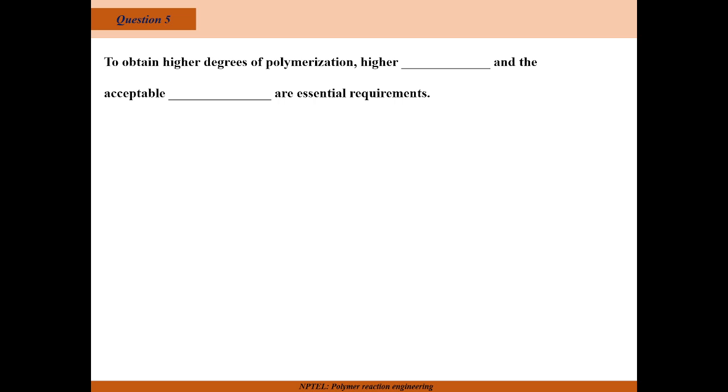I can give you a hint. To get into the domain, we are basically talking about the conversion and the reaction rate, or not the reaction rate, the stoichiometric ratio R and P. So to obtain a high degree of polymerization, which are the two essential requirements? Which one should be higher and which one should be the acceptable one? This is just logic. Now definitely we can think.